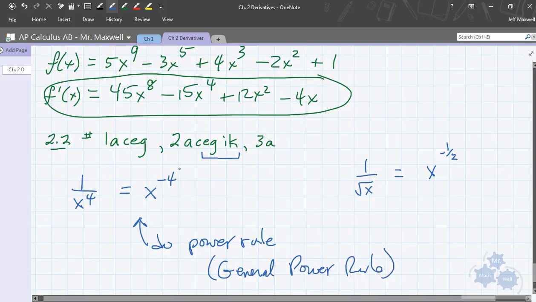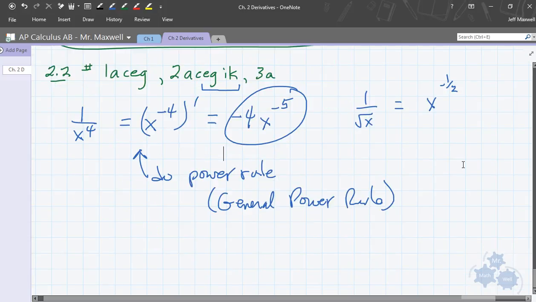So I'll even do this one for you really quickly. The derivative of this, you just follow the power rule. It's negative 4x to the negative 5. So you still subtract 1 even if it's negative. Okay? So that's the derivative there for that one. So that's what you're going to have to do at the end there. So when we talk about the power rule, yes, you can use the negative values.